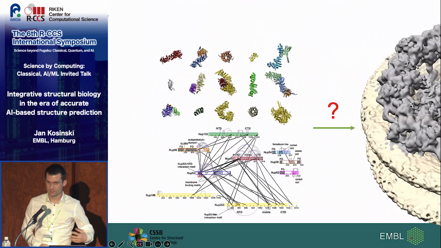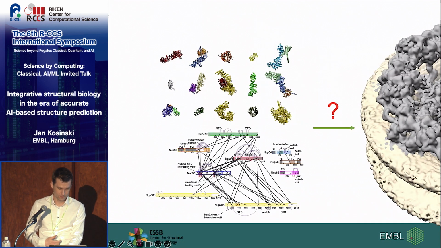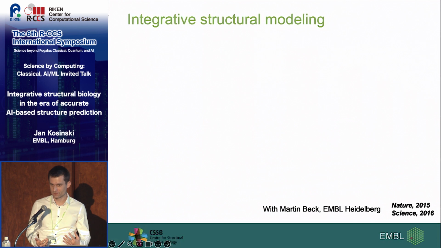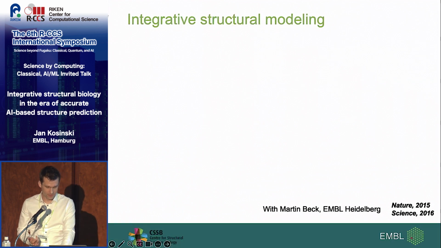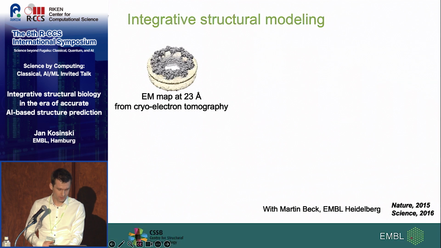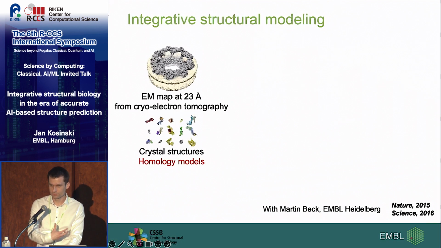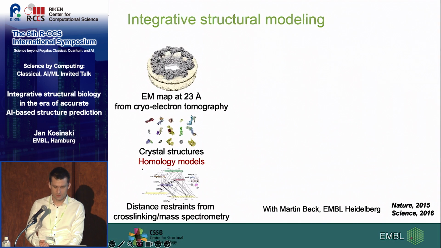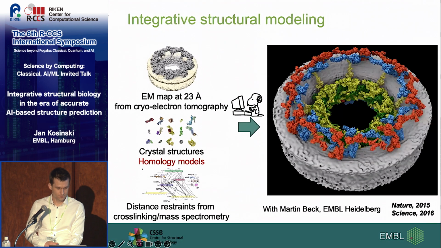So now, having those pieces of the puzzle and the restraints on which ones should go together, we can fit them to the map. And of course, we don't do it manually. We use computation, which we call integrative structural modeling, because we integrate different experimental restraints to build a model. And this is what we did for the nuclear pore complex in 2016, when I was still a postdoc in Heidelberg. We took this map that I just showed you at 23 angstrom resolution, crystal structures and homology models I built for missing proteins, and distance restraints from cross-linking mass spectrometry to model the human nuclear pore complex.